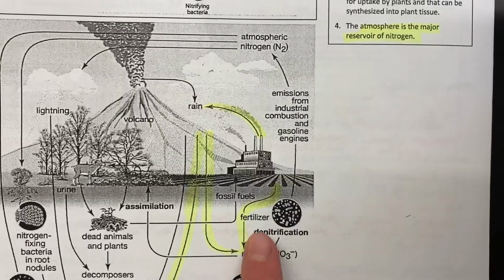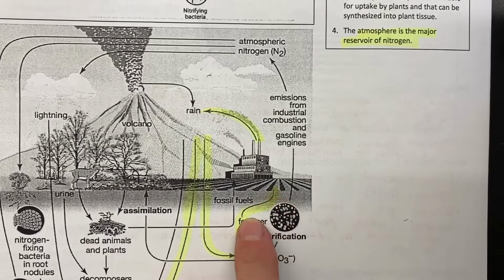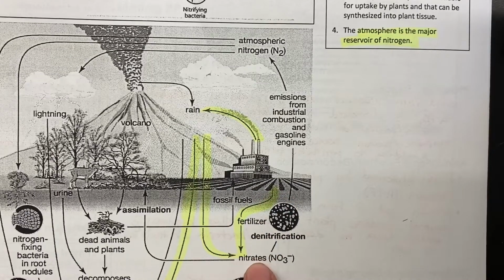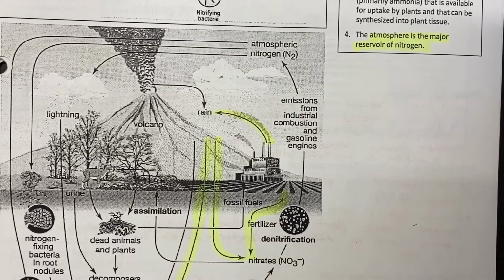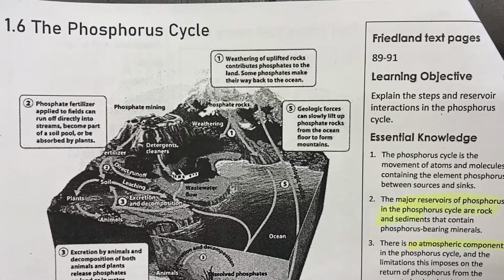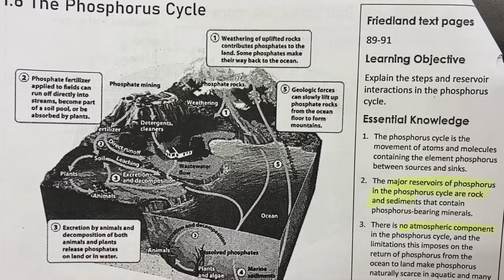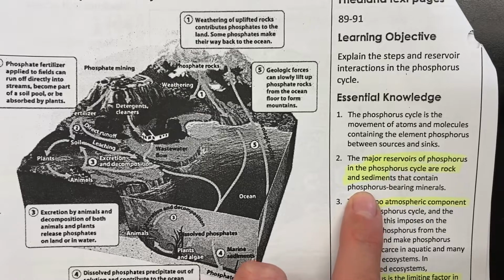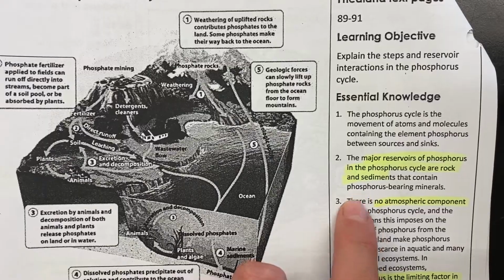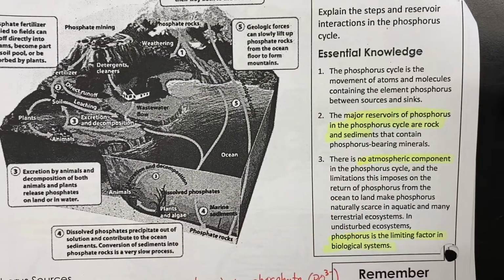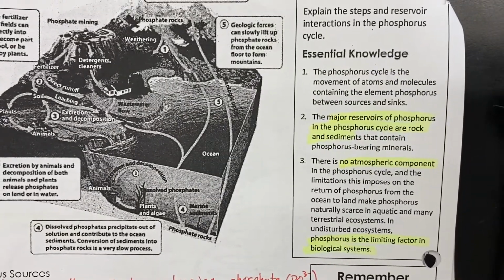Humans also add nitrogen to synthetic or chemical fertilizer. So when fertilizer seeps into the soil or waterways, that is also adding nitrates to the nitrogen cycle. Turn over once more to see the phosphorus cycle. You have a diagram of it up top with some steps, but I'm going to go through these as well. It's important to note that the major reservoirs of phosphorus in the phosphorus cycle are rock and sediments that contain phosphorus-bearing minerals. There's no atmospheric component in the phosphorus cycle, so phosphorus is never in a gas form.